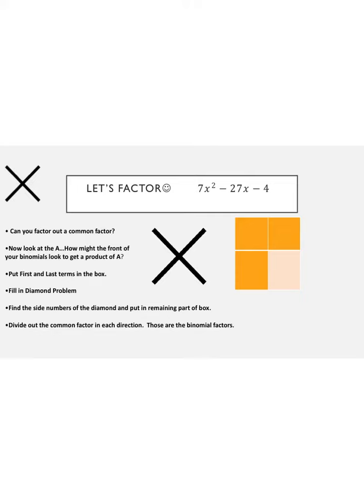So the first thing we're always going to do is check our a, our b, and our c. Is there a number that divides into 7 and negative 27 and negative 4 that we can divide out? There isn't. So we're just going to continue.